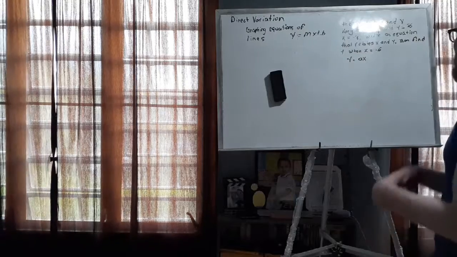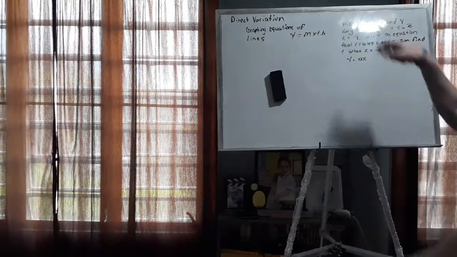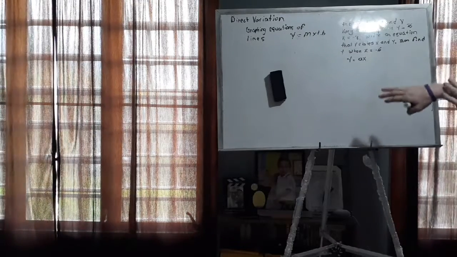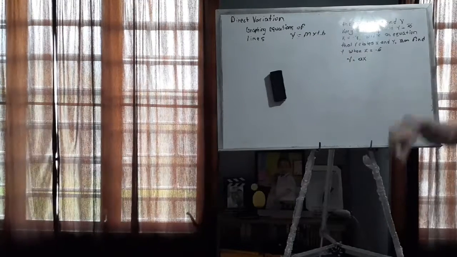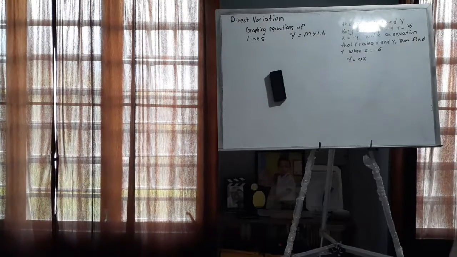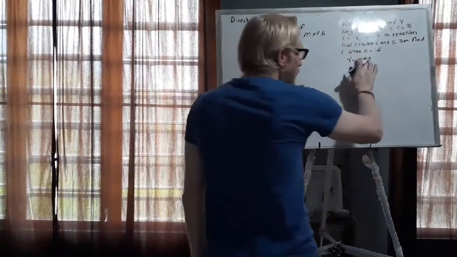Now, it says the variables x and y vary directly, and y equals 76 when x equals negative 8. Then it says write an equation that relates x and y, then find y when x equals negative 6. So it's actually a two-part problem. It sounds like a mouthful, but it's really easy. What you're going to do first is find the constant of variation.